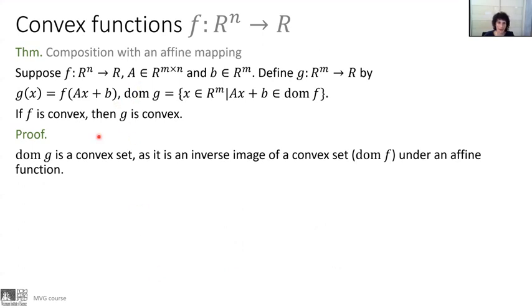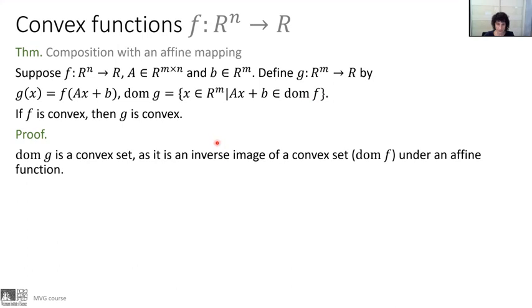Okay, like what we had in the case of the convex set, we have here in the case of the convex function. If we take a function and we compose it with an affine mapping, and the original function was convex, then the resulting function is also convex. What do I mean by that? I have an affine mapping, and f is a convex function. Then f over the affine mapping, which results in a new function g(x), is also going to be a convex function, where the domain of g is all the elements in R^m such that Ax plus b, the mapping of them, resides in the domain of f.